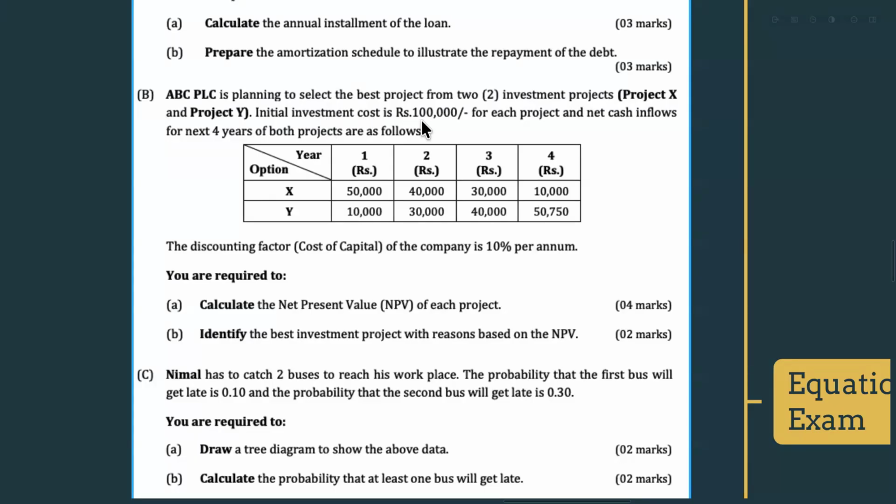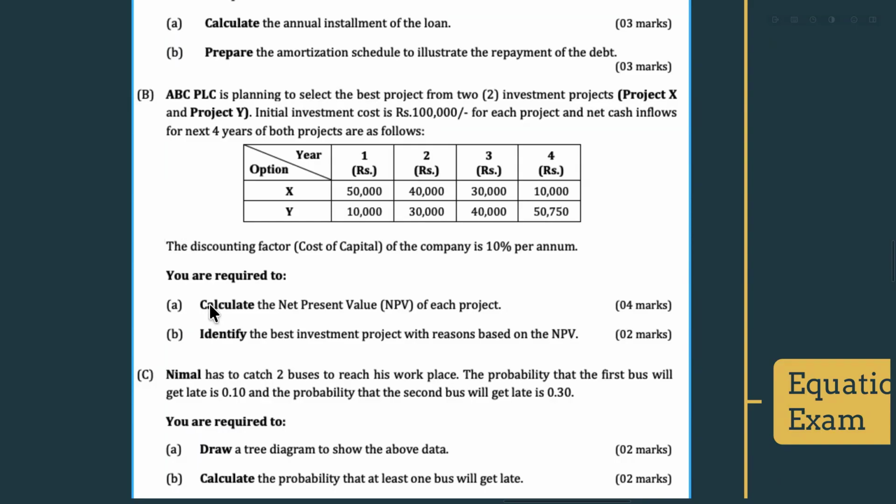So the initial investment cost is rupees 100,000 for each project. It means if you are going to invest in X, that is 100,000. If you are going to invest in Y project also, that is 100,000. So there is no variation of investment in the beginning. And the cash flows for the next 4 years of both projects are as follows. So they are giving the cash flows. It means the profit or cash flows. And the discounting factor, the cost of capital of the company, is 10% per annum.